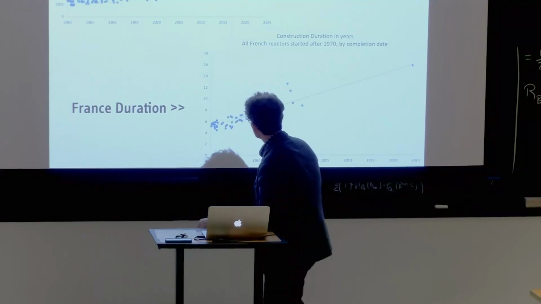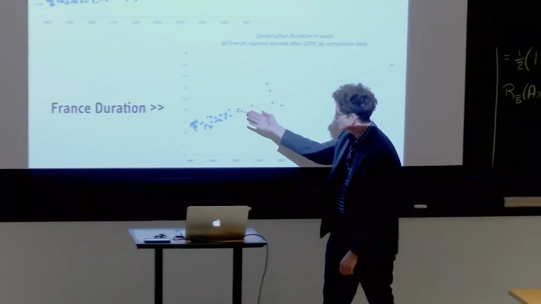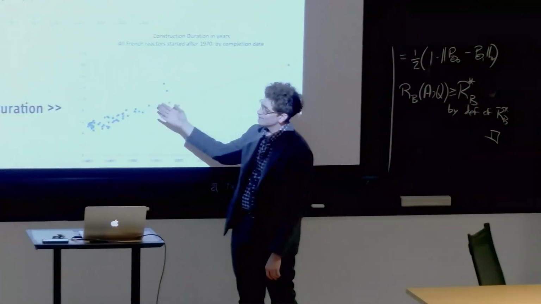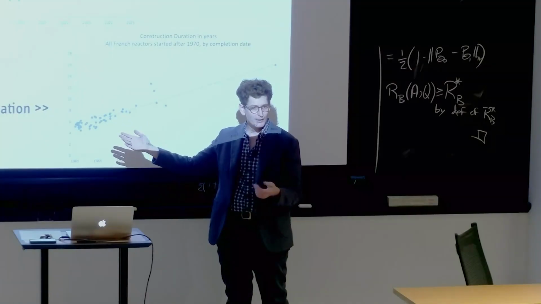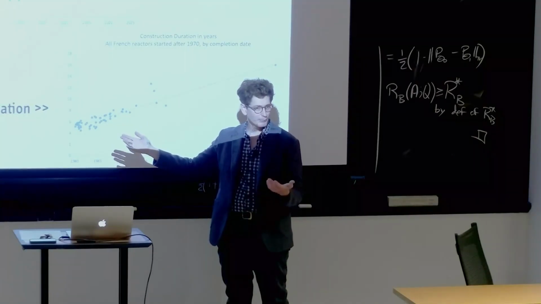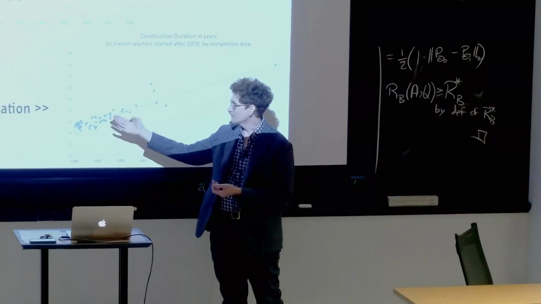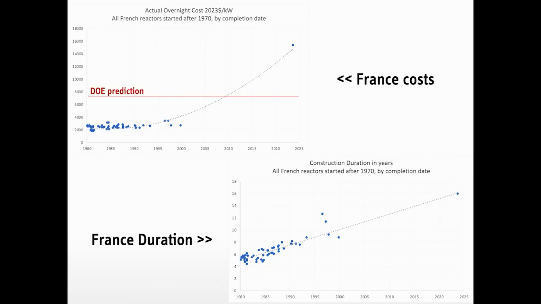The construction durations, however, tell a little bit of a different story. If France was building all these reactors and they were all cheap and they were learning how to build them cheaply, why did it take more and more time to build each reactor as it went along?